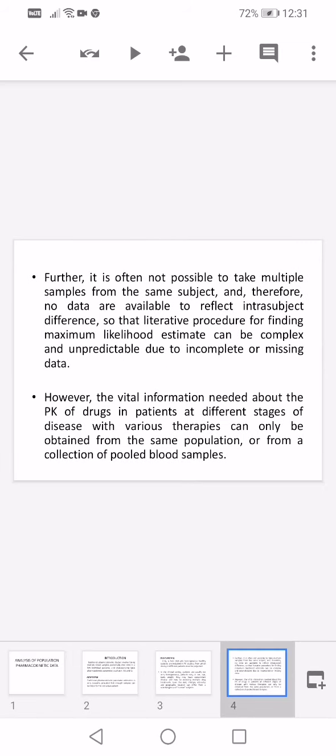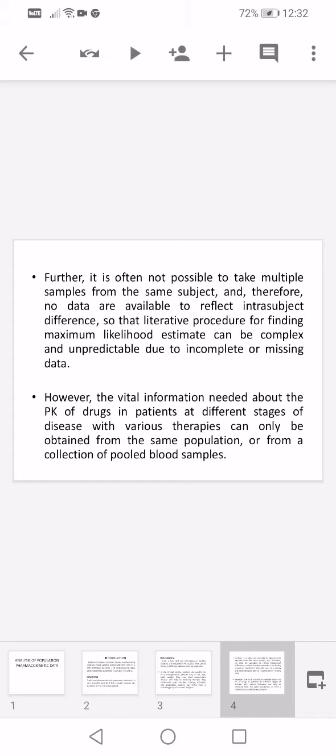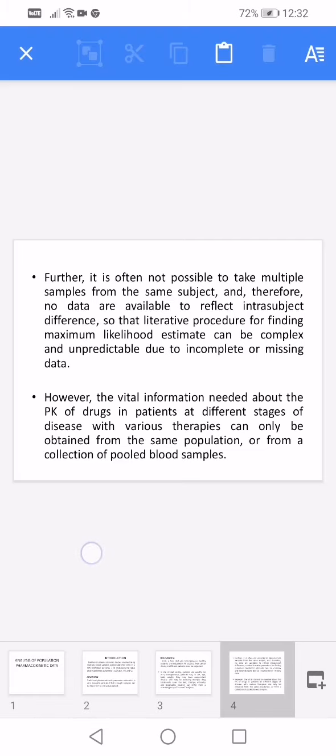Further, it is often not possible to take multiple samples from the same subject, and therefore no data are available to reflect intra-subject difference, so the iterative procedure for finding the maximum likelihood estimate can be complex and unpredictable due to incomplete or missing data. As I told you, we cannot take multiple samples from a single patient to estimate the parameters. So we do not check only one individual; to check drug dosage or drug working level, we select a group of population and extract the data from it.